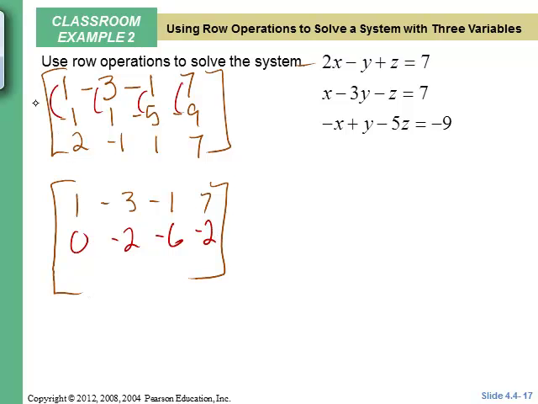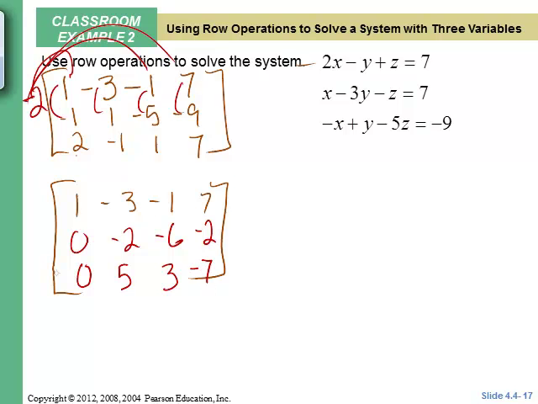Now I'm going to multiply the first row by negative 2 and add it to the last row. Negative 2 times 1 is negative 2. Add 2 is 0. Negative 2 times negative 3 is positive 6. Minus 1 is positive 5. Negative 2 times negative 1 is positive 2. Plus 1 is 3. Negative 2 times 7 is negative 14. Plus 7 is negative 7.